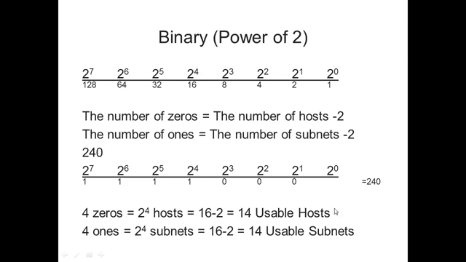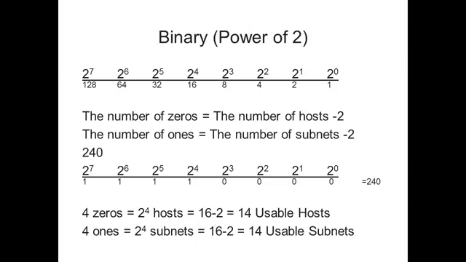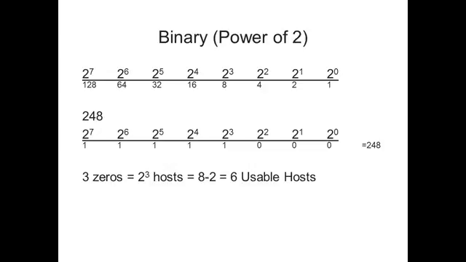Okay, let's continue on. So 248. Y'all agree that's 248? It was 240. We just added one more 1. Since I added a 1, that's in the 8th column, 2 to the 3rd column. So now I only have 3 zeros. So 2 to the 3rd is 8. Can't use first, can't use the last. So I only get 6 usable hosts.